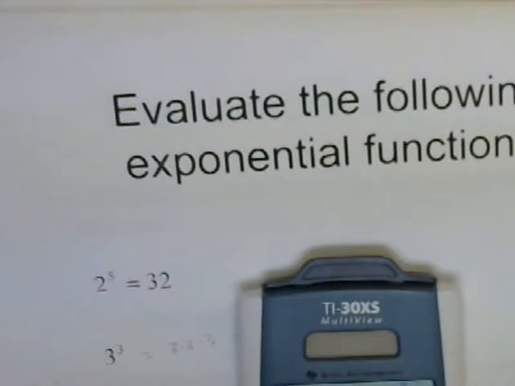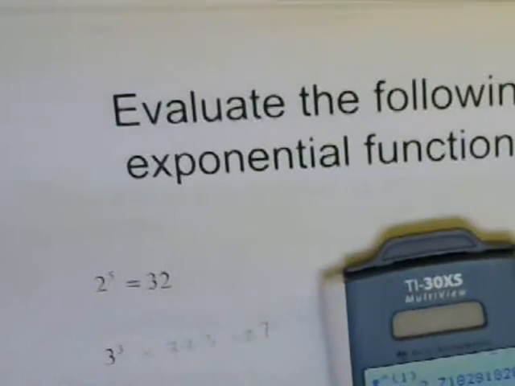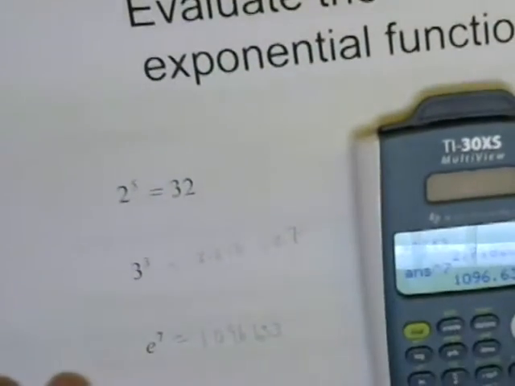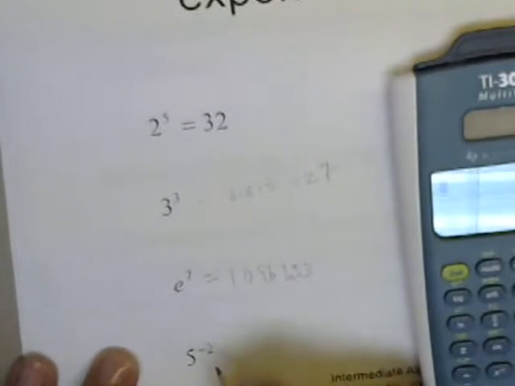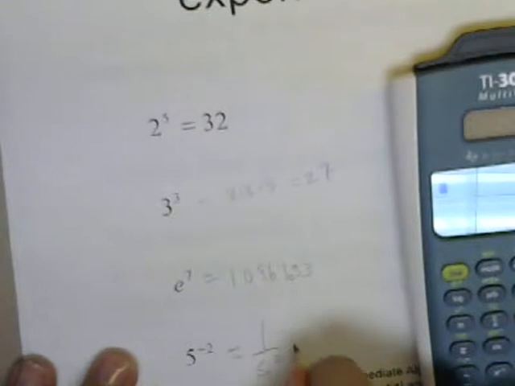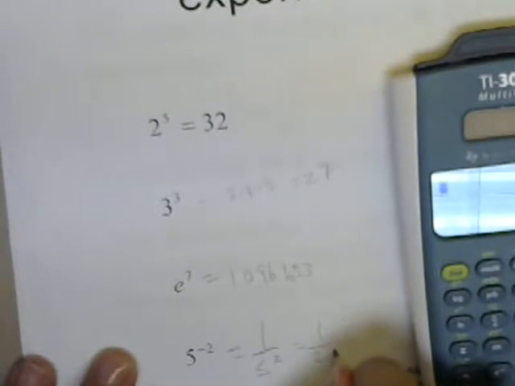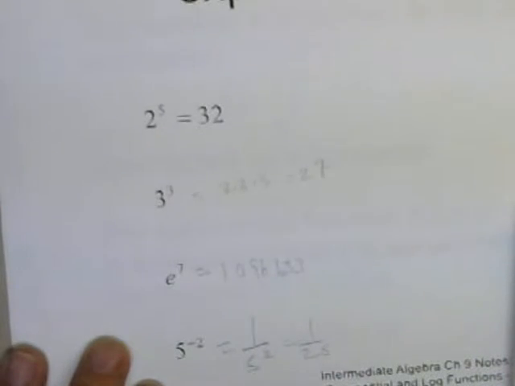But if you take that number and raise it to the 7th power on your calculator, that would give you about 1096.633, something like that. And again, something like that, I would certainly not expect you to do without your calculator. Or this one, I might expect you to do without your calculator. You can think of that as 1 over 5 squared, which would be 1 over 25. And if I had you do that without a calculator, you could just leave it like that.